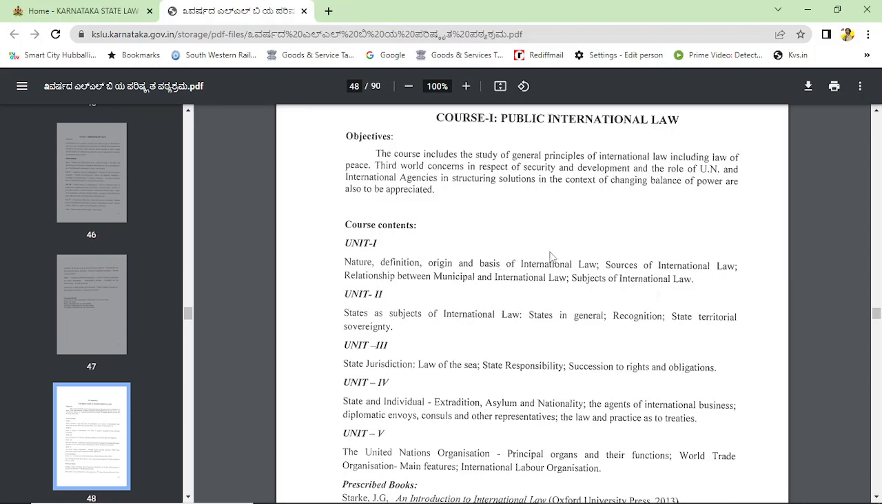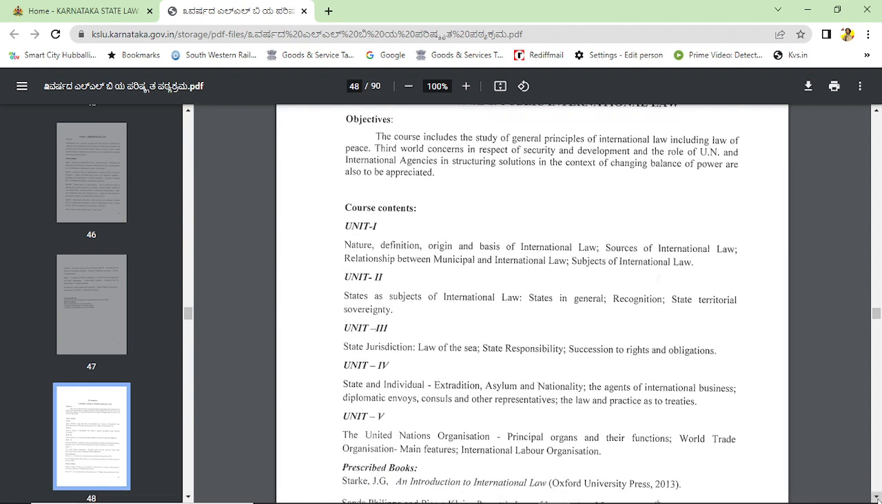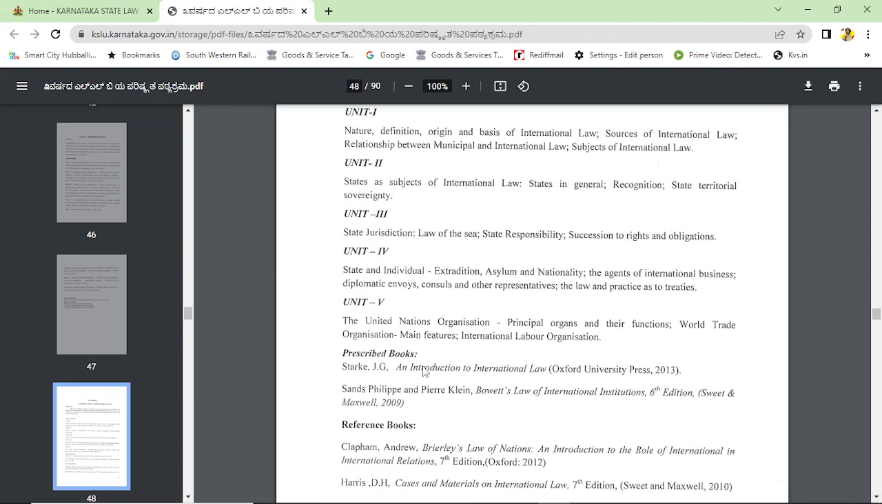It is more to do with international law, subjects of international law, sources of international law, state sovereignty, state jurisdiction, agents of international business, diplomats. Now, in the fifth section, you will see that international organizations are mentioned. Now, this is what we are going to study in public international law.